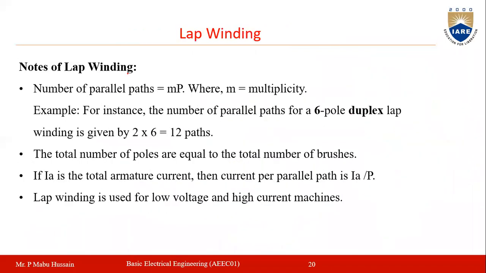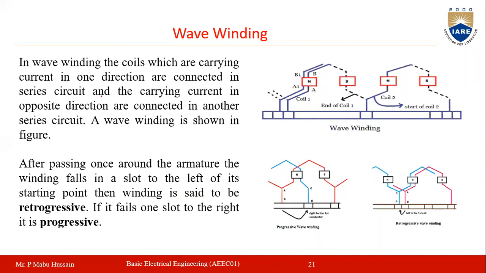So lap winding is over. Now if you see the wave winding here, okay. In wave winding, the coils which carry the current in one direction are connected in series, and the coils carrying current in the opposite direction are connected in another series, and they are together connected in parallel. Okay. So if you see here, you may have the poles, right? North pole and south pole. When the conductor is under one pole, the direction of current will be in one direction. If it is under another pole, the direction will be in another direction, right?